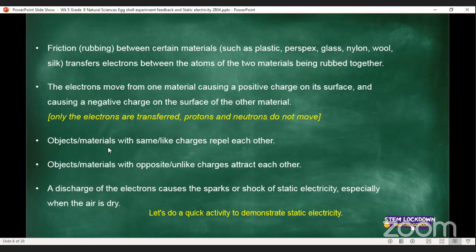Important things for you to know: materials with like charges, meaning the same charge, repel each other, and materials with unlike charges, which are opposite charges, attract each other. Now, a discharge of electrons causes a spark or a shock of static electricity. This discharge of electrons causes a shock, especially when the air is dry.